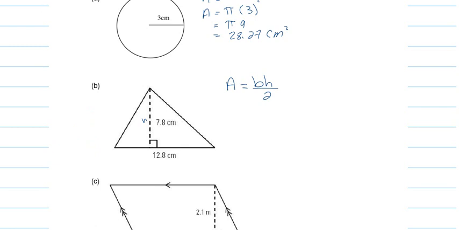So the height is 7.8 and the base is 12.8, so I have to plug them into the calculator. So this is the easy stuff. And your answer for this should be 49.92. Let me know if you got something different. And then the unit for the area is centimeters squared.